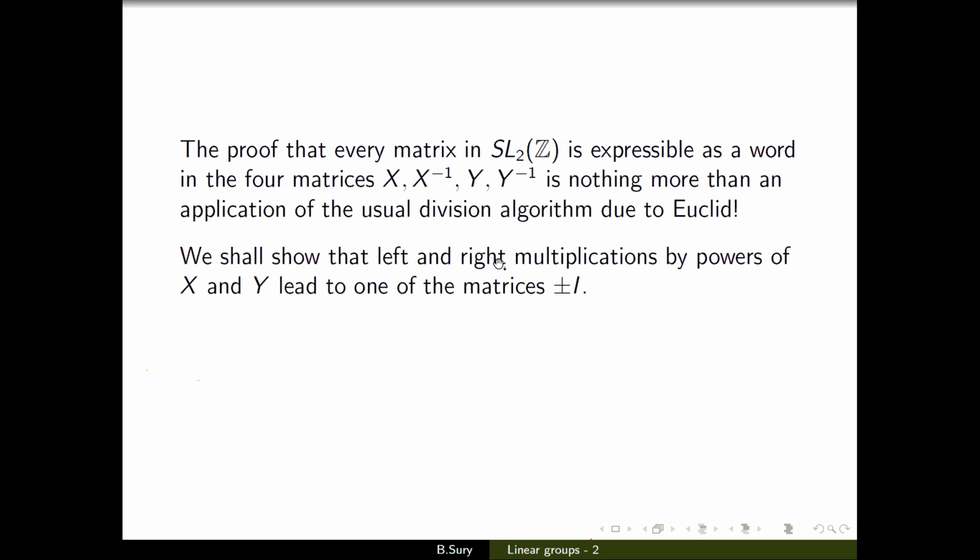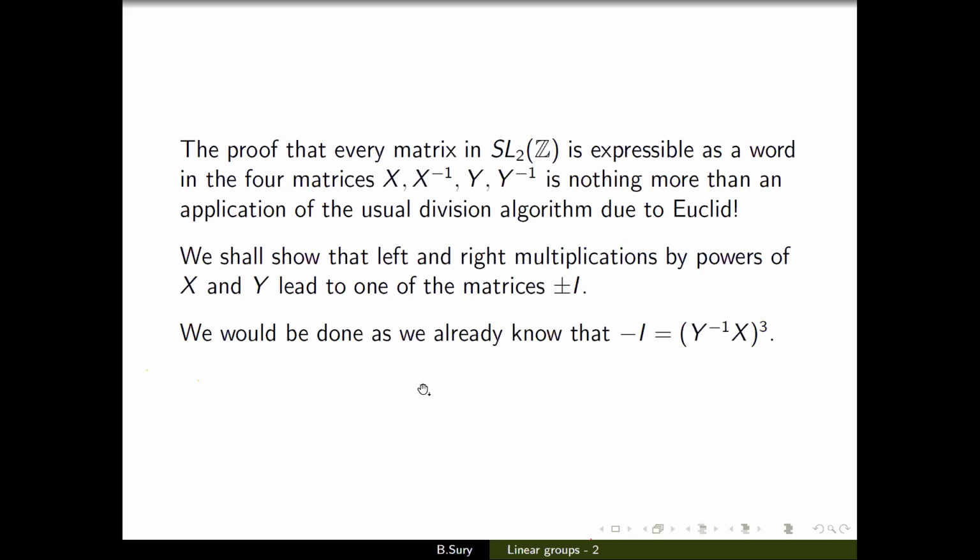So what we do is take any matrix in SL2Z. You want to multiply on the left and right by some powers of these things, reducing it to the identity matrix. Take any matrix here and multiply on the left and right a number of times by powers of X and Y. That means you make it to identity, that means you've got G equal to some product of powers of such things. That's what it means.